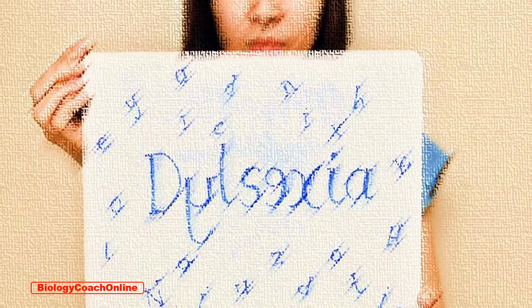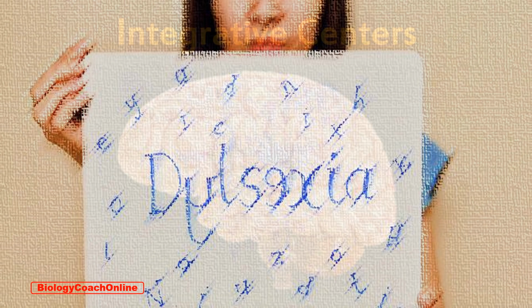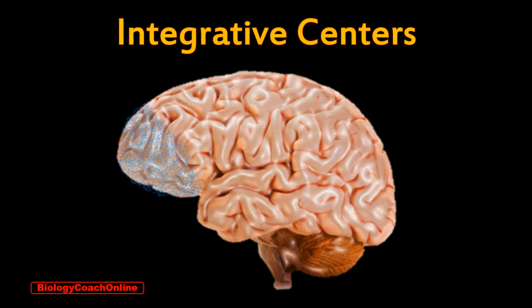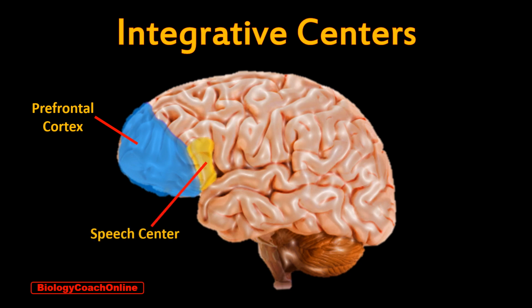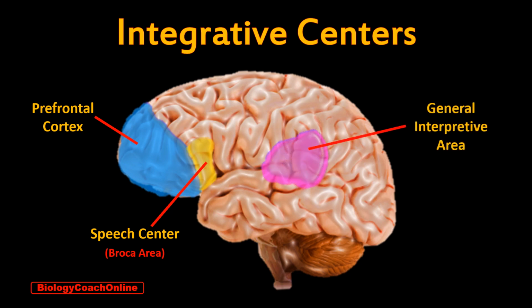So let's locate them. Your prefrontal cortex is here. Now, don't confuse that with the premotor cortex, right? Here is your speech center, that's Broca or Broca's area. And here is your general interpretive area, that's Wernicke or Wernicke's area. Now I'll give you a second to wrap your cerebral cortex around this image.